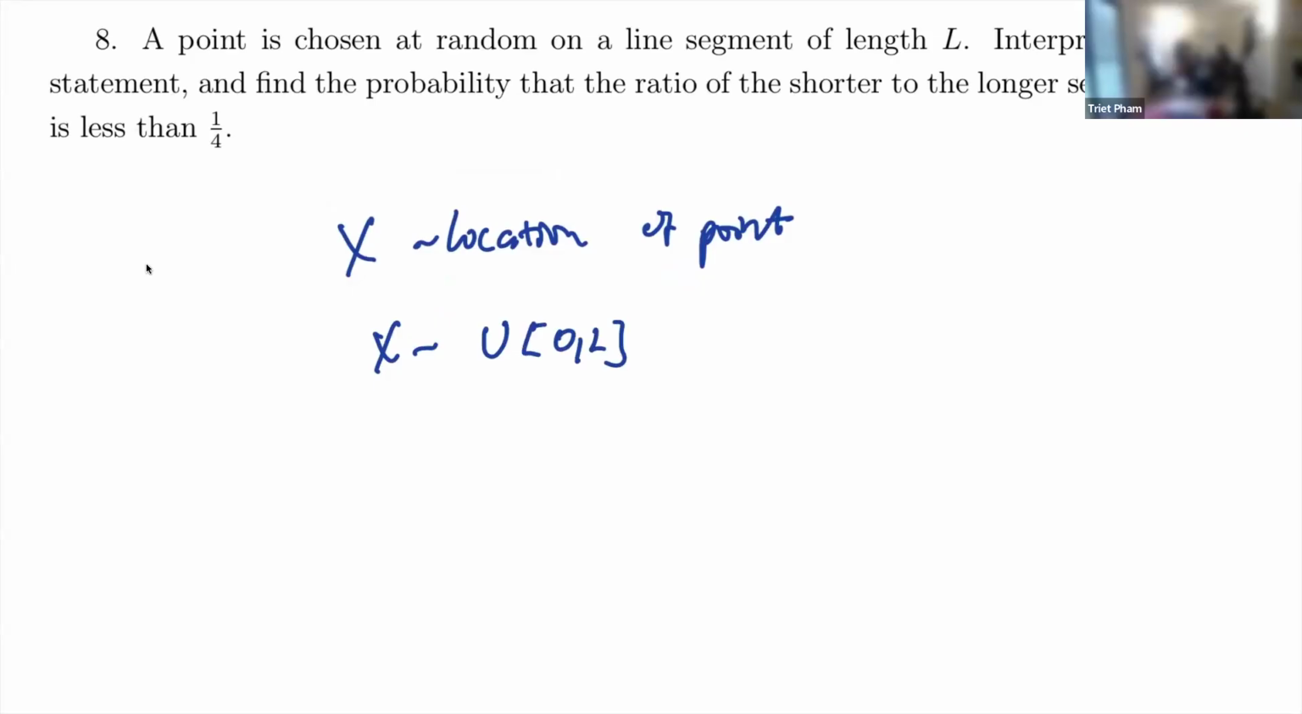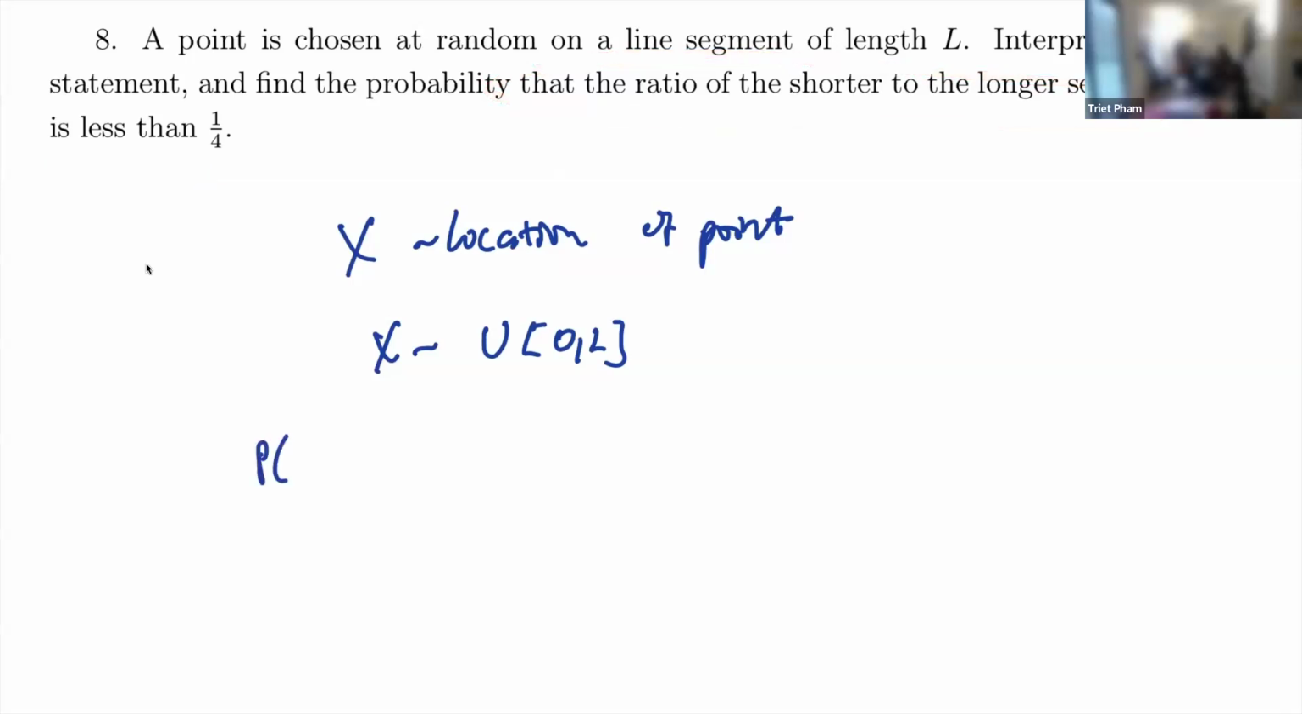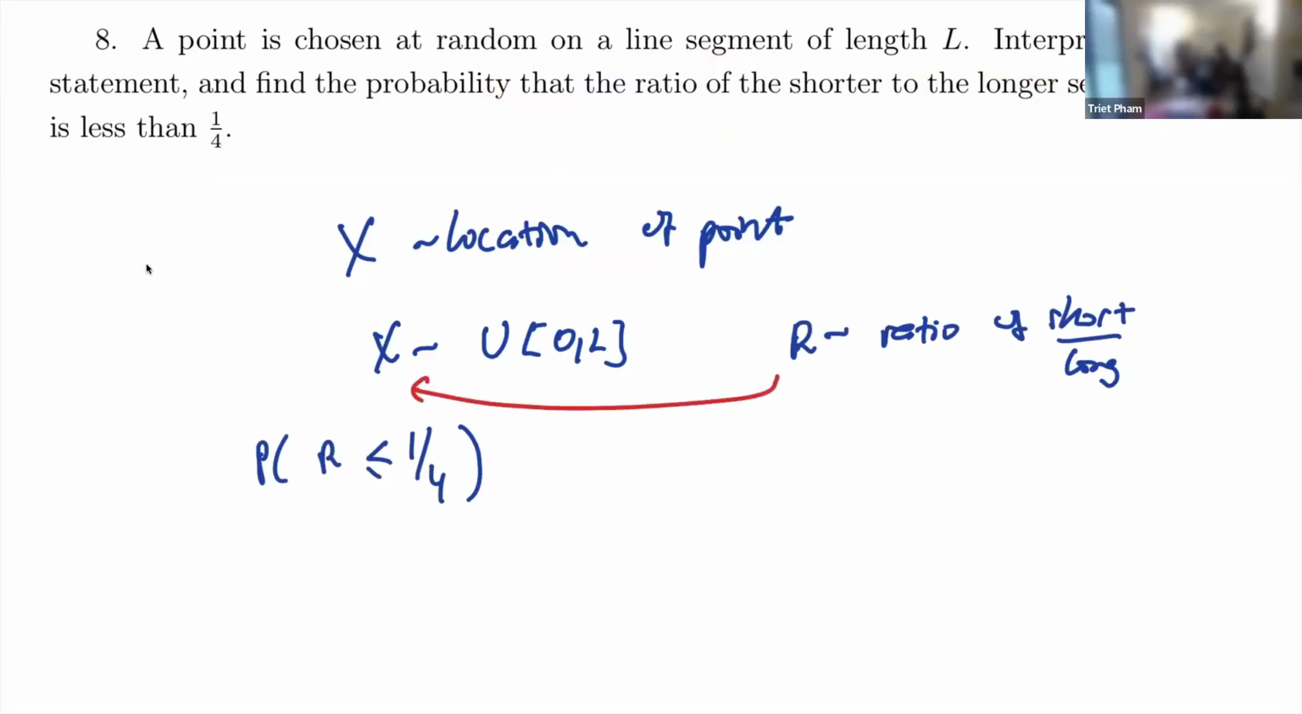The big part is the probability that the ratio of the shorter to longer segment is less than 1/4. So if you let R be the ratio, short over long, then this is the probability that R is less than or equal to 1/4. The challenge here, of course, is to relate R to X. How would that work?